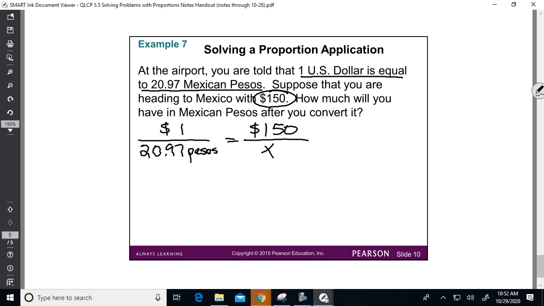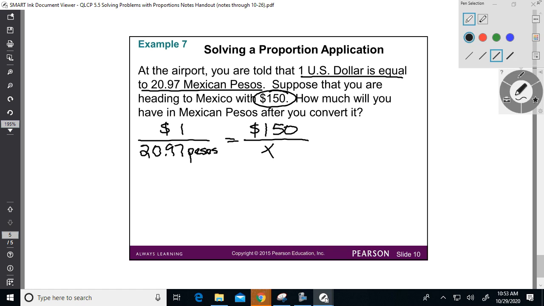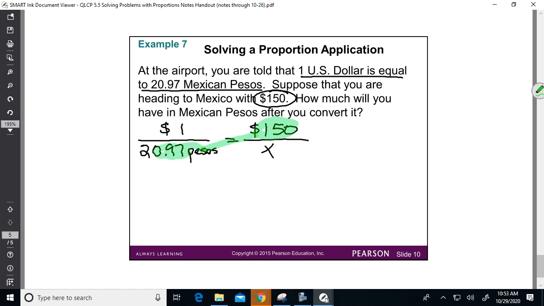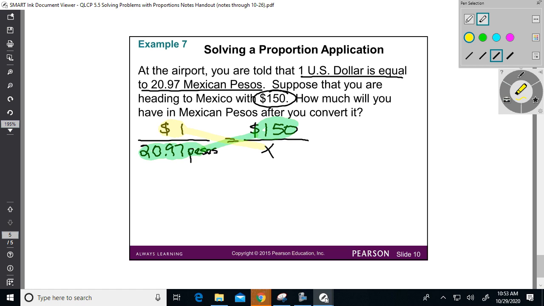Alright, so this should be a fairly simple proportion to solve. So let's go ahead and do that. So, bring my highlighter up. 150 is going to get multiplied times what? 20.97. Yep. So that means you get 3,145.5. You got 150 times 20.97.